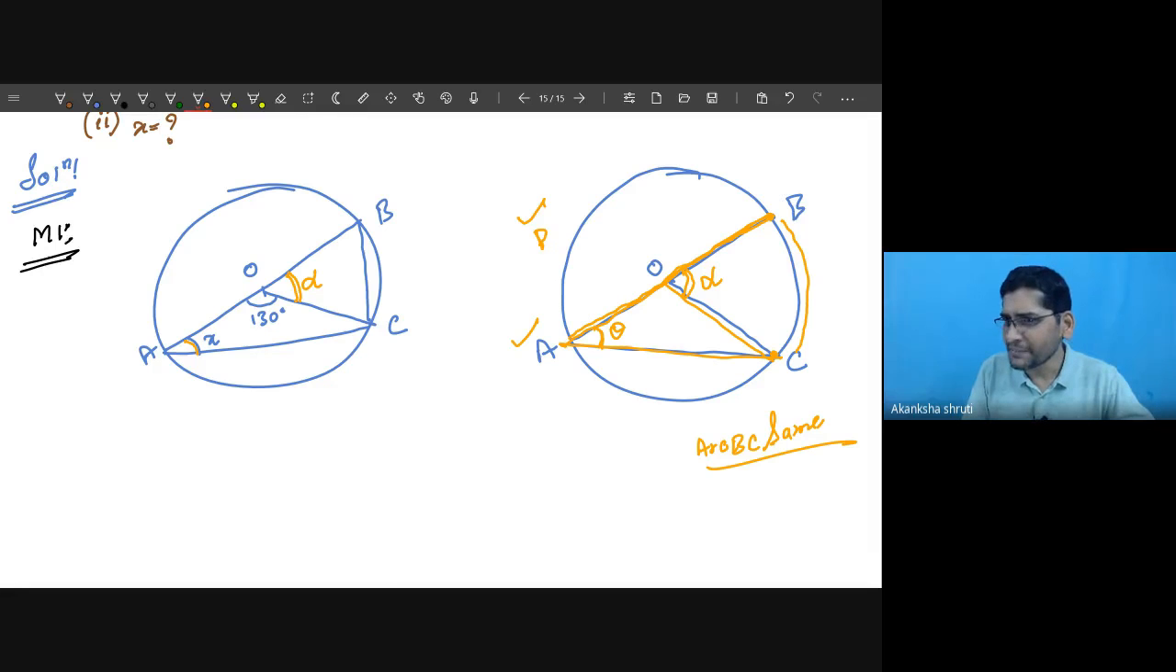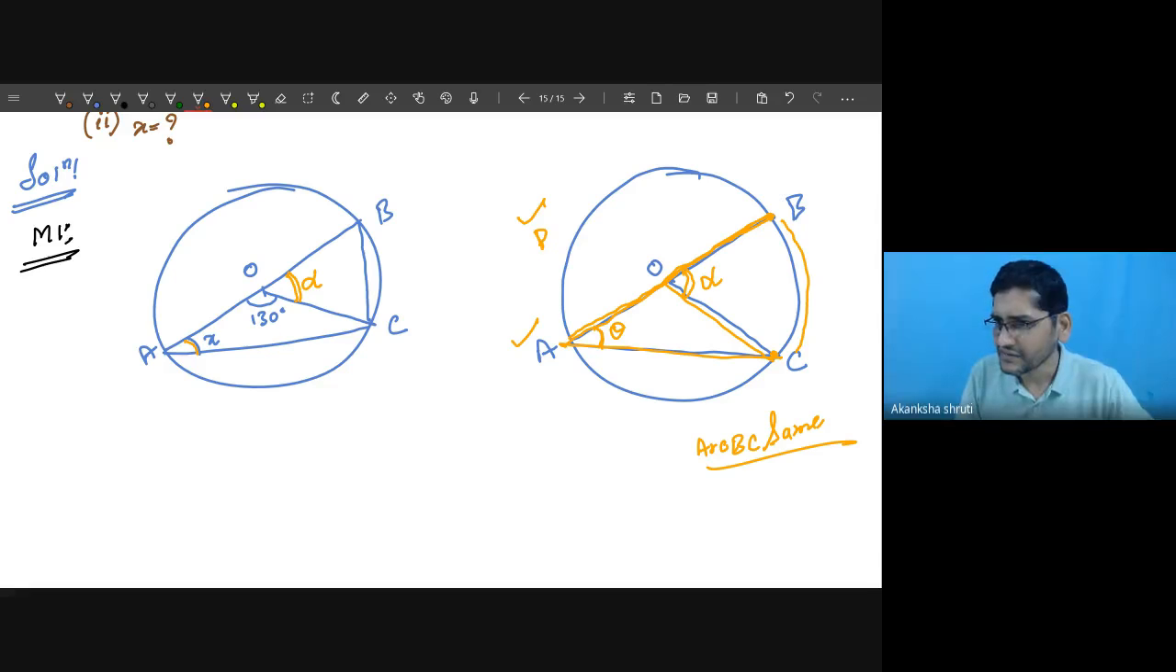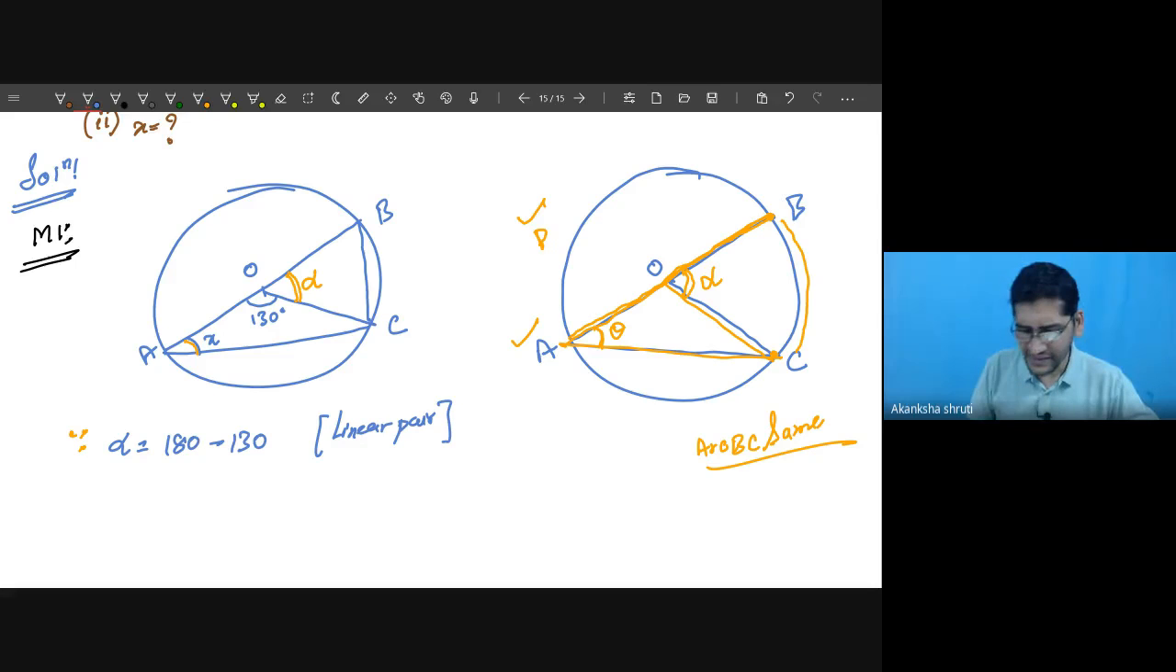Because it is forming a linear pair. 180 degree minus 130 degree. Yes. So first calculate that. So alpha is equal to 180 minus 130. Why so? It is the linear pair. Getting, student? So you must be careful for applying the central angle.